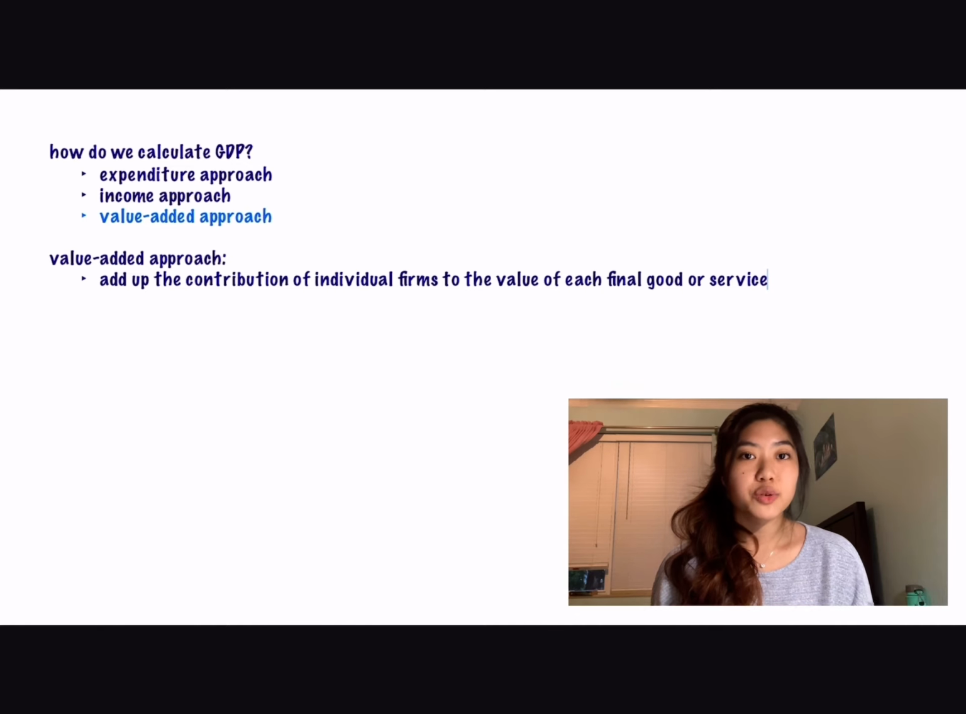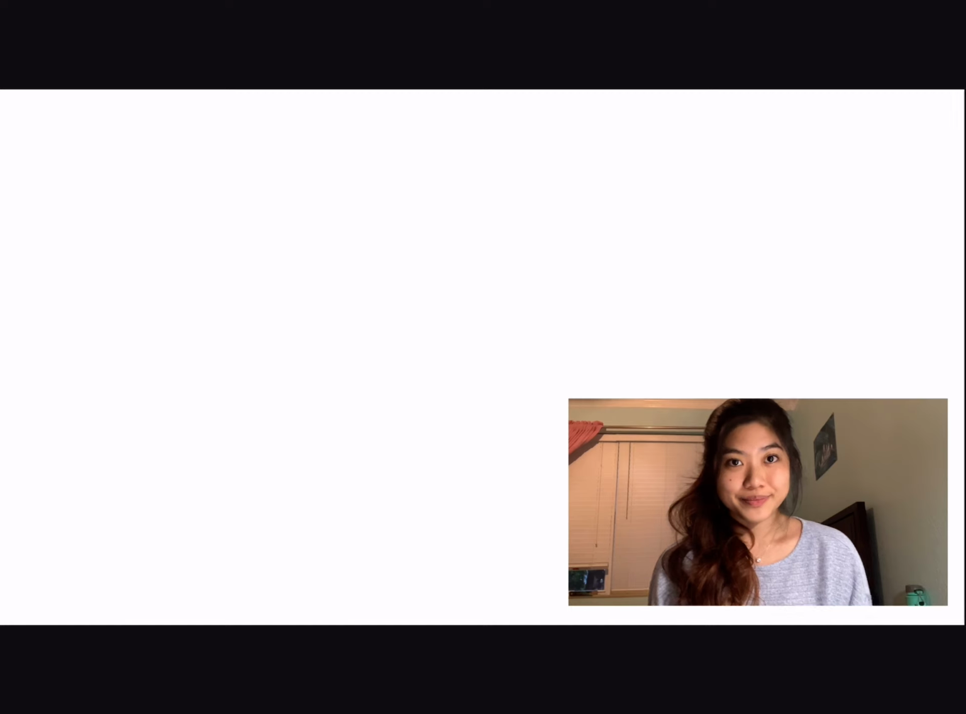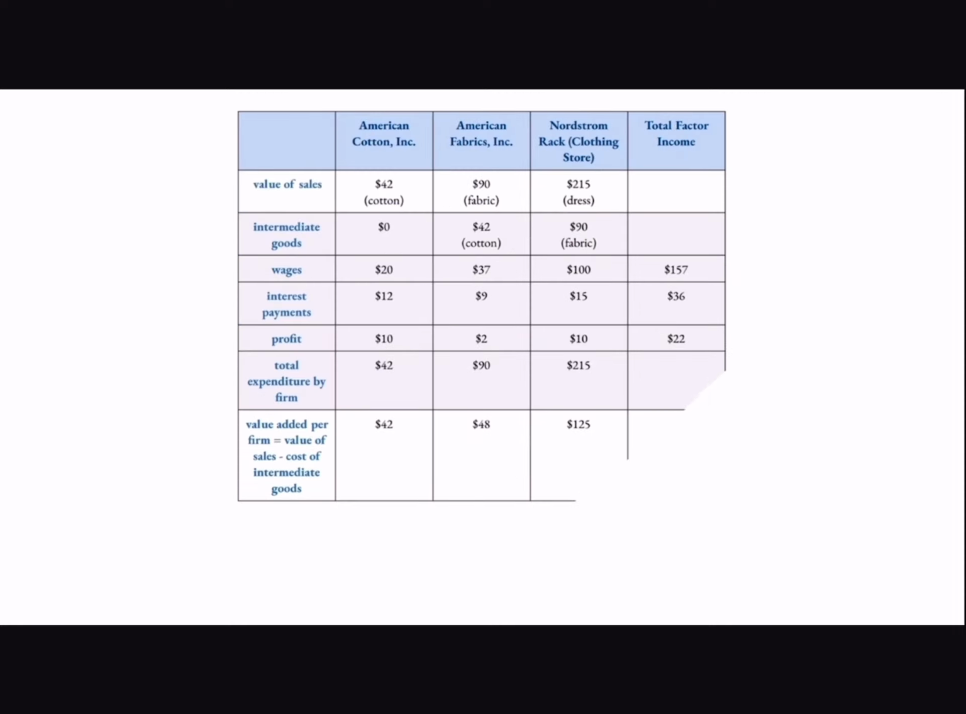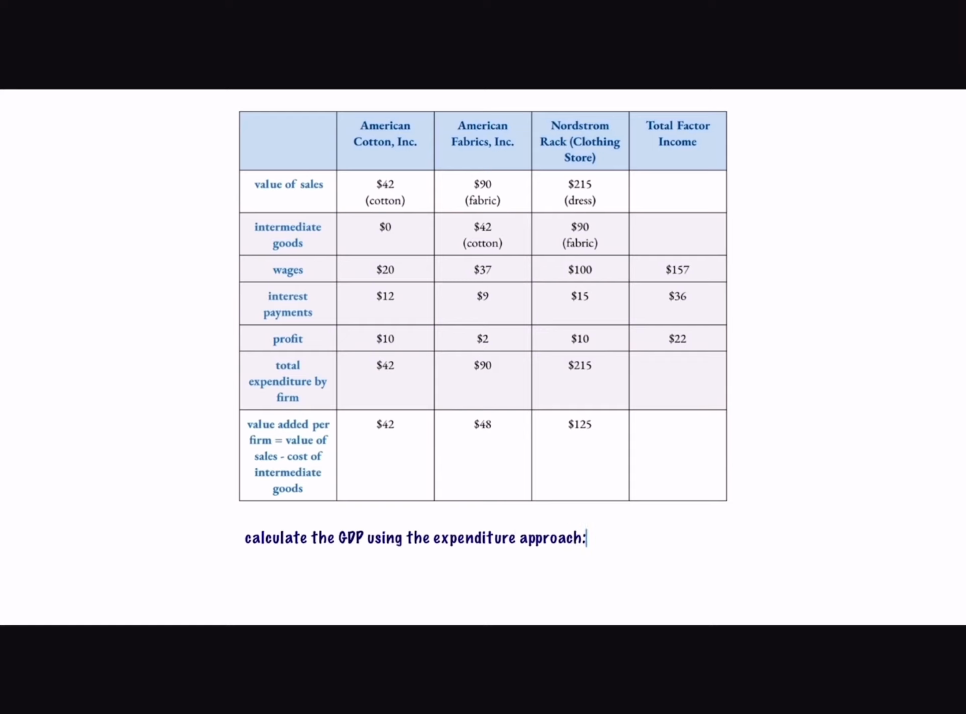Let's try applying these 3 methods of calculation to a practice problem. So in this problem, we're given a hypothetical economy that consists of 3 firms: American Cotton Incorporation, American Fabrics Incorporation, and Nordstrom Rack, the clothing store. We want to apply the 3 aforementioned approaches to calculate the GDP. Starting with the expenditure approach, we add up the economy's aggregate spending on domestically produced goods and services. In this case, the aggregate spending is just $215. Next up, for the income approach, we have to add up the total factor income earned by households from firms, also known as the total factor income.